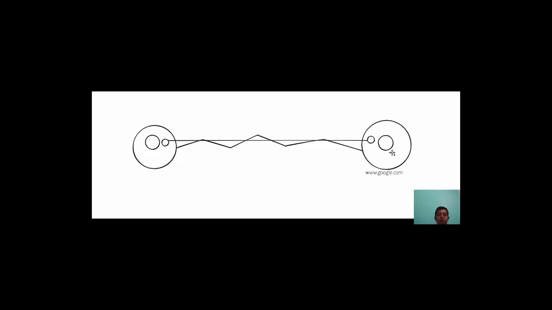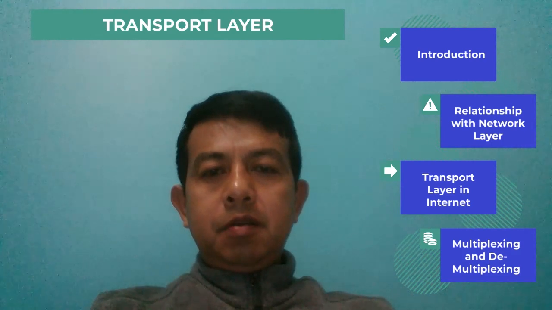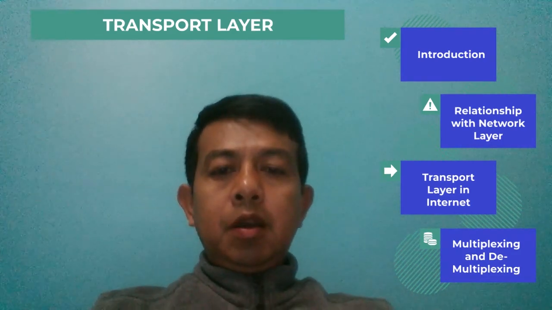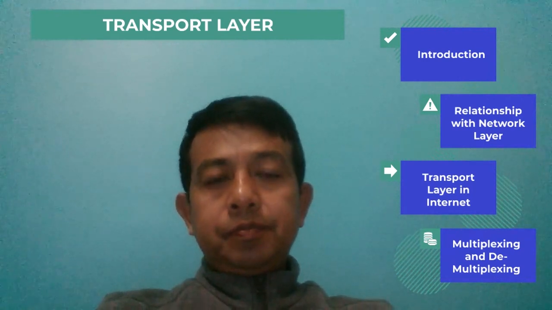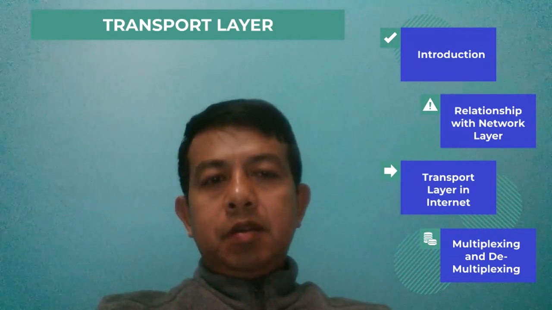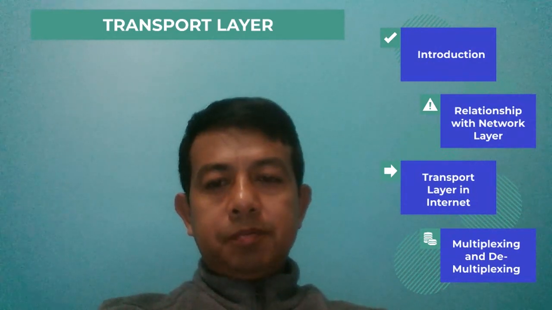This is the actual physical connection. But for these processes, this actual physical connection is meaningless. They simply understand they need to deliver their data to this socket, and this socket is directly connected to the socket of the other side through the transport layer, and that is the exact meaning of a logical connection between the processes at both ends. I hope the first part is clear, providing logical communication between application layer processes running on different hosts. Now let's discuss the relationship of the transport layer with the network layer.